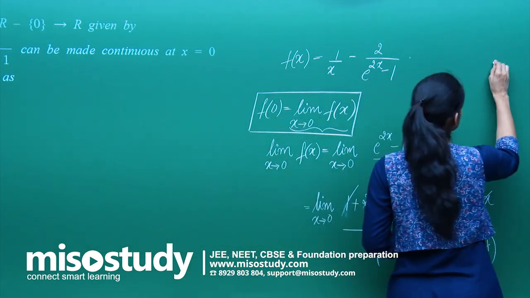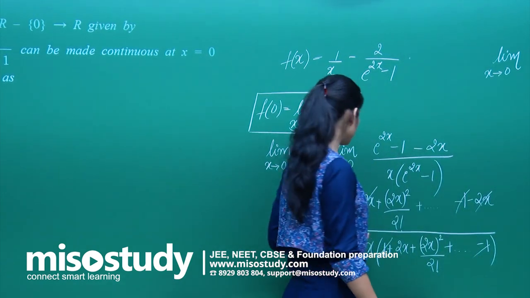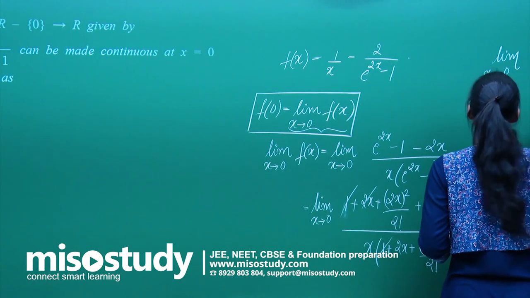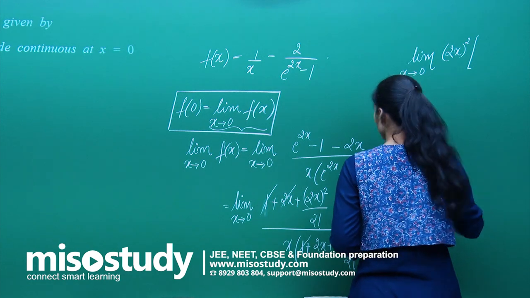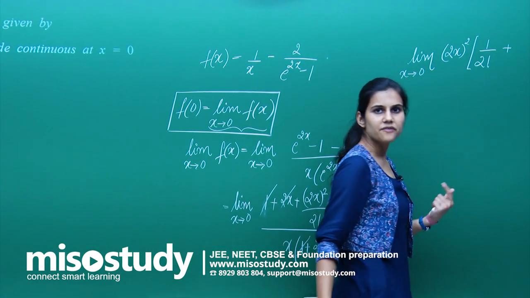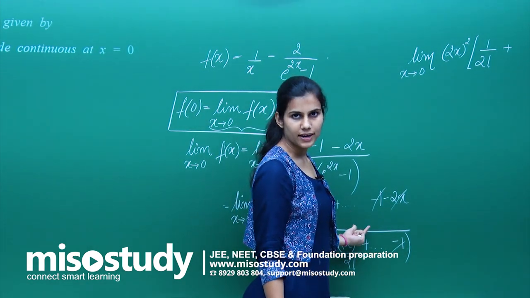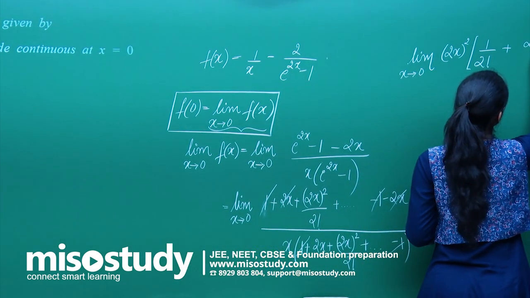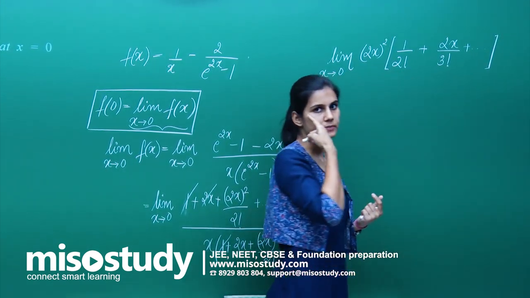What you are left with is limit x tends to 0. This becomes what? 2x square by 2 factorial, then 2x cube by 3 factorial. So basically 2x square can be brought out common. You are left with 1 by 2 factorial, and then rest of the terms have x term in them. How? This will be 2x cube by 3 factorial. So 2x square has been brought out. 2x is left by 3 factorial and then and so on. Fine?